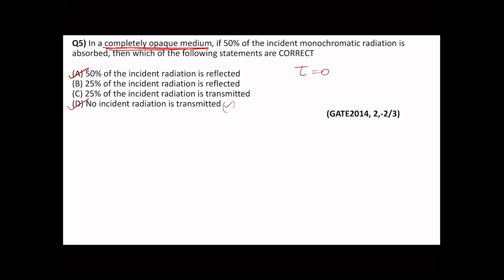Then we have this nice relation, alpha plus rho plus tau has to be equal to 1. The value of alpha is given to be 0.5, tau is 0, that implies rho is equal to 0.5. So 50% of the radiation has to be reflected, as rho corresponds to reflectivity. Hence A is correct, B and C are wrong, and D is the correct option. So A and D are the correct answers. Very good. Kudos to all of you.